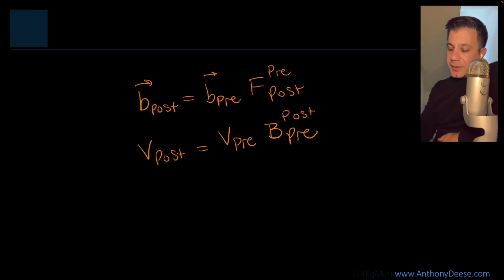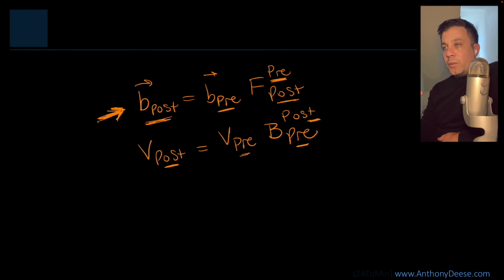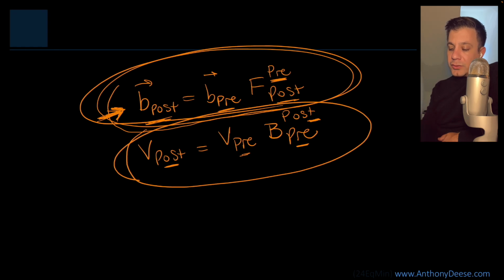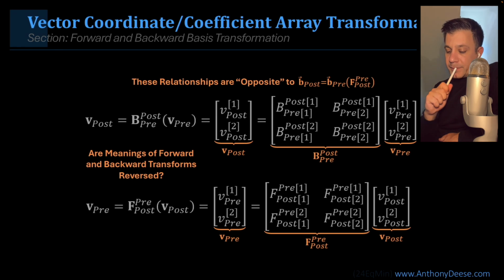Now, one thing you may notice is that the subscripts and superscripts here no longer line up the way that they did before, right? Now we have post as the superscript and pre as the subscript. That notation is only consistent for the basis. So if we're looking at transforming basis, you see the superscript aligns with the input and the subscript aligns with the output. So pretty much everything that's related to the forward and reverse transform is defined in terms of the basis. And we simply adapt those rules to apply them to the coordinates. So again, right, these relationships are opposite to that applied to the basis.